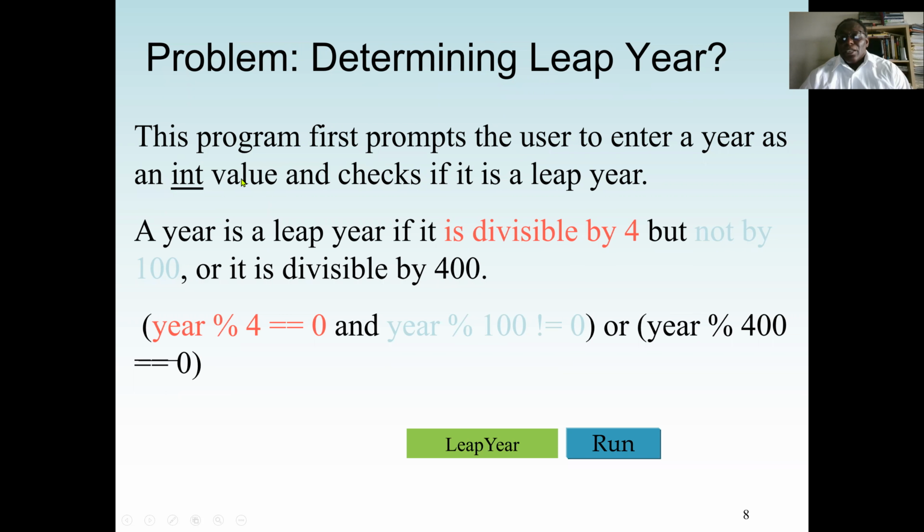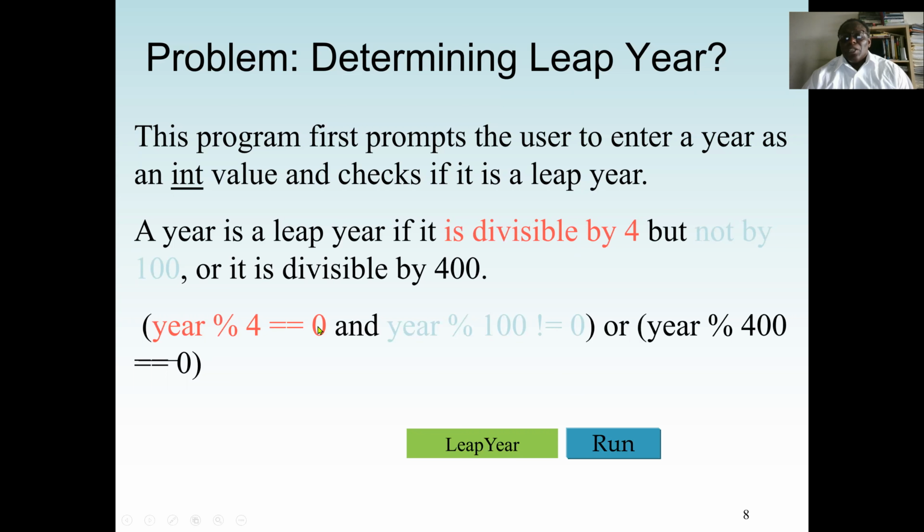A leap year is a year that has 366 days. The regular years again have 365. So we say a year is a leap year if it is divisible by 4, because this happens every 4 years, but not by 100, or it is divisible by 400. So we can see our condition here. We say the year modulus 4 should be equal to 0, which is good every 4 years, but also not 100. So year modulus 100 not equal to 0.